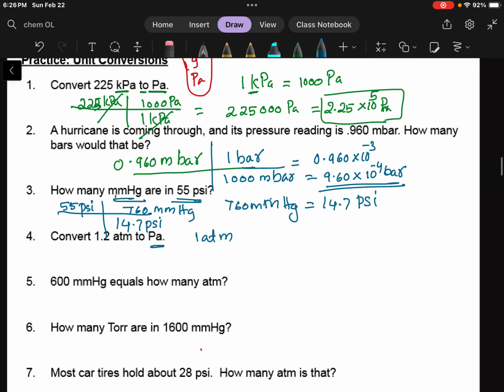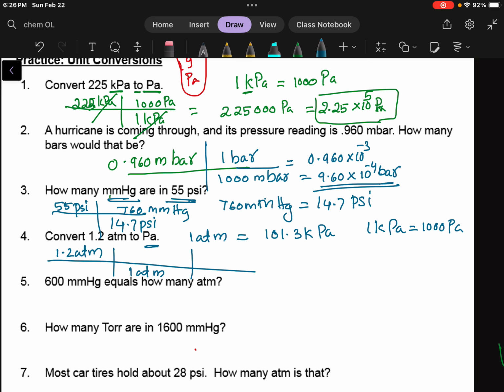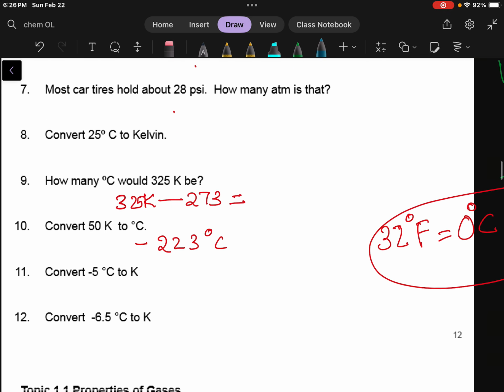This one again, 1 atm to Pascal. We don't have a conversion factor directly, so you are going to convert 1 atm into 101.3 kPa, then use 1 kPa is equal to 1000 Pa. That means you need 2 steps, right? So you will start from 1.2 atm, then we will write 1 atm is 101.3 kPa, then 1 kPa is equal to 1000 Pa. Okay, and follow the sig fig rule always when you write the final answer.